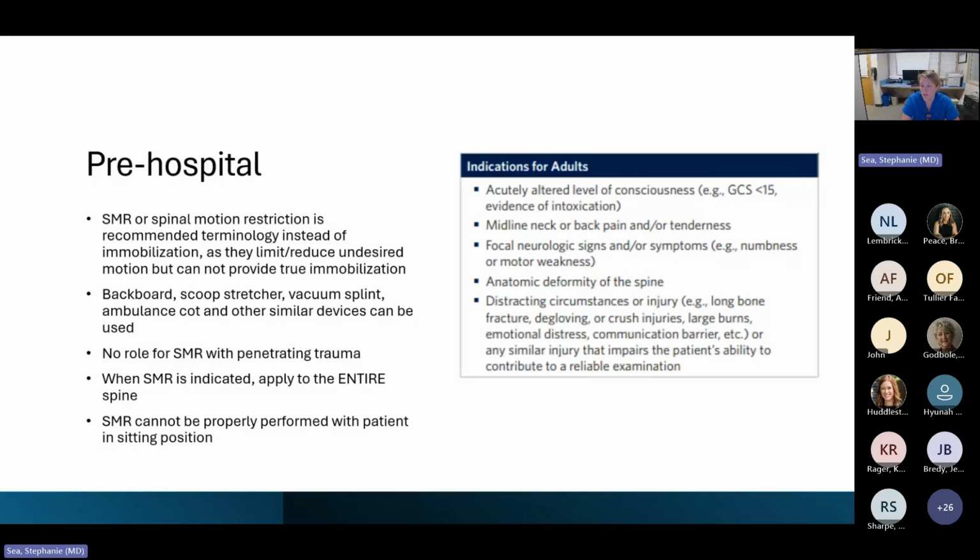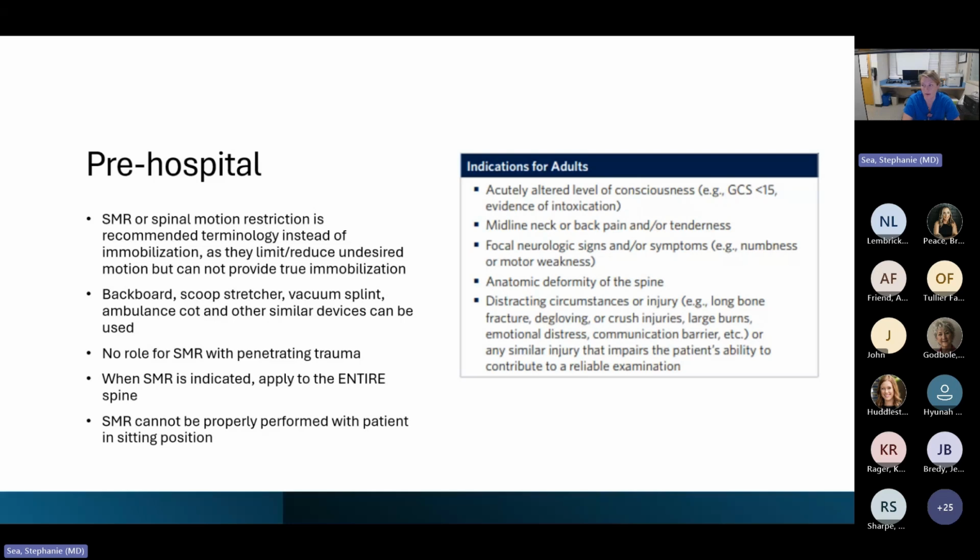And when the restriction is indicated, we're applying this to the entire spine, not just one portion of the spine, not just the C spine. If we're going to be doing this, we have to do it to the entirety of the spine. So indications for this will be an acutely altered level of consciousness, if a person's intoxicated. So if you cannot clearly discuss with the patient and clinically clear them, always use precaution.